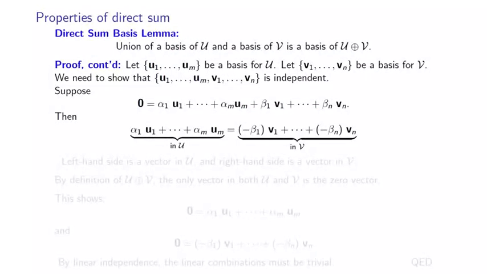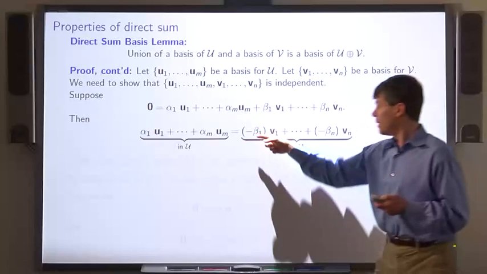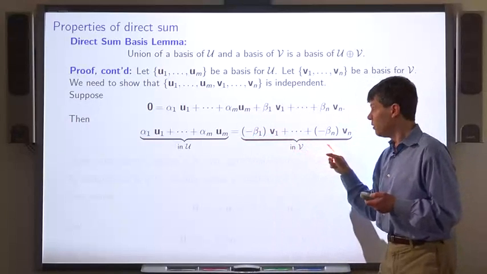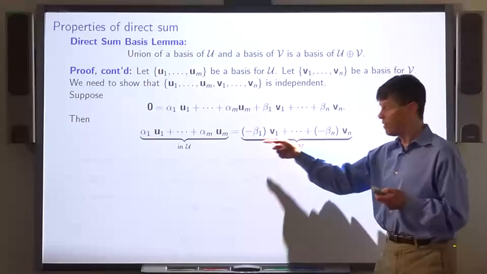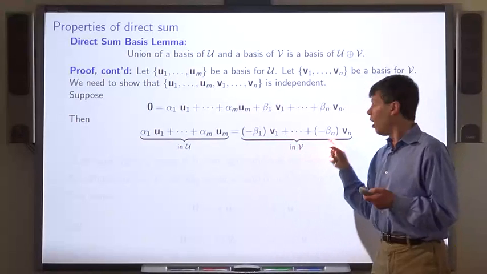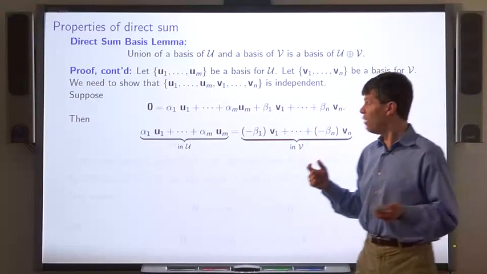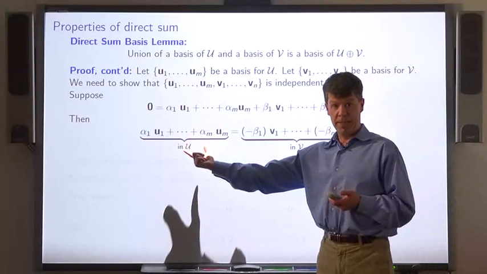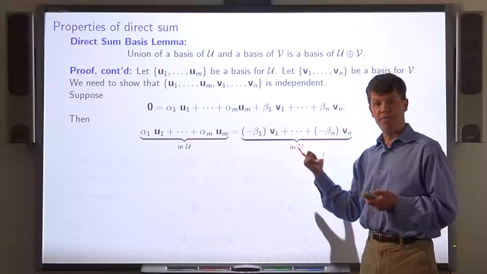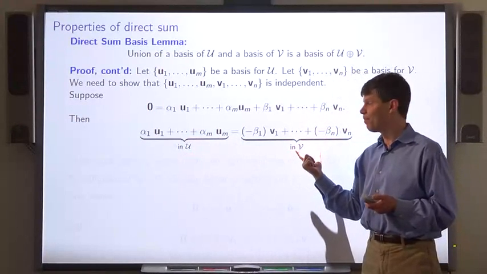By subtracting these vectors from both sides, we get this equation. Note that the left-hand side is a vector in big U because it's a linear combination of the basis vectors for big U. And the right-hand side is a vector in big V because it's a linear combination of the basis vectors for big V. So we've found a vector in big U that's equal to a vector in big V.